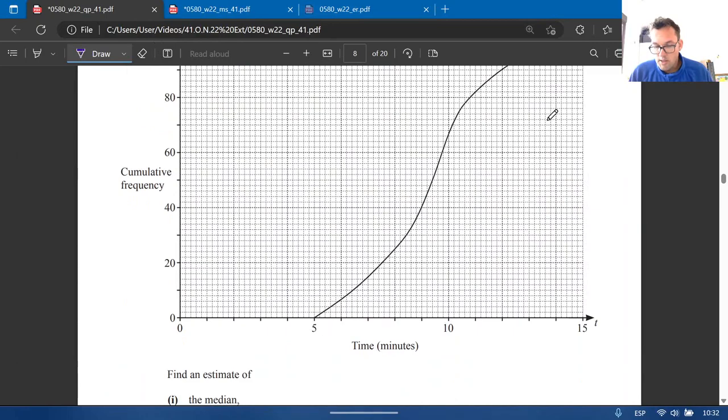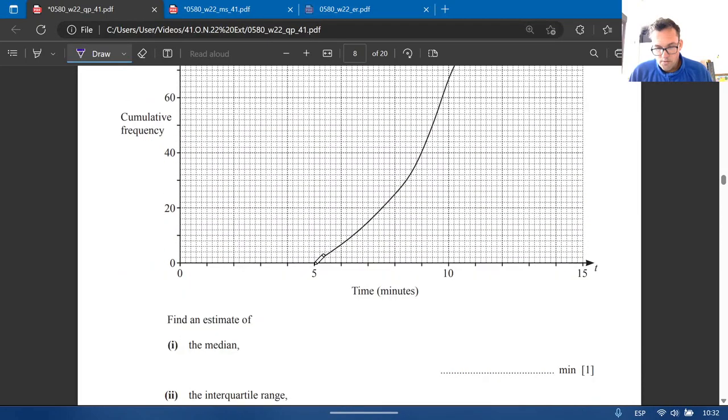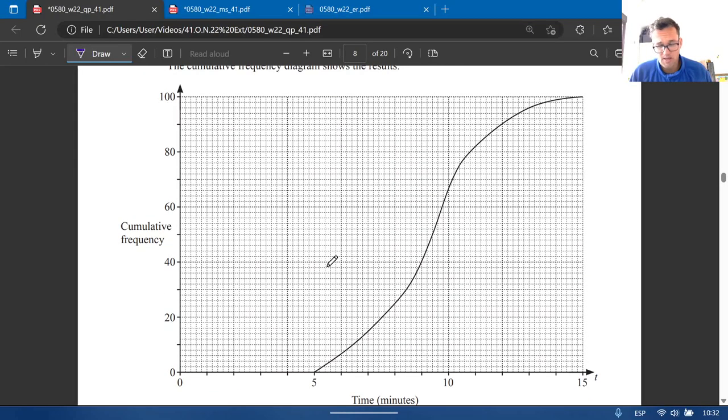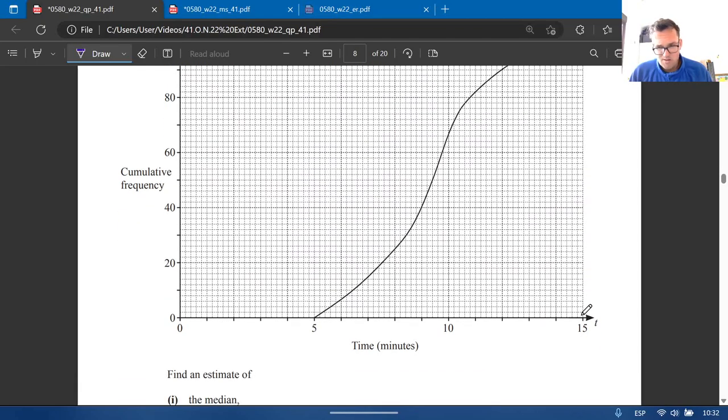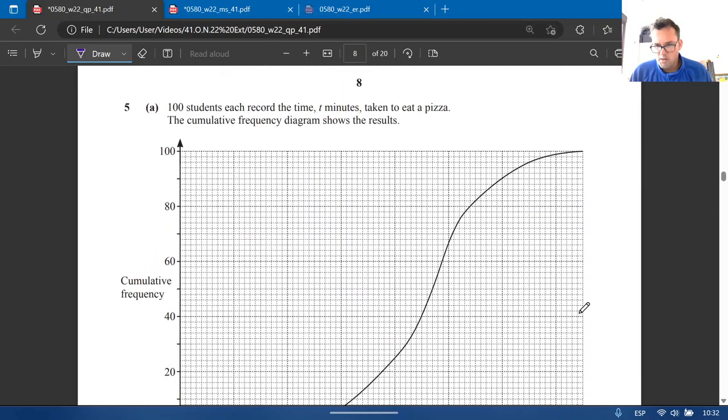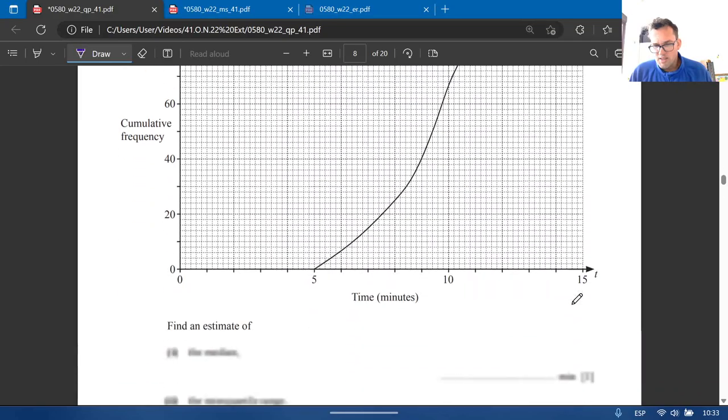100 students is eating pizza. So, just about 5 minutes is what the fast eaters took to eat the whole pizza. That's silly, man. 5 minutes, and then the longest it took them was 15 minutes. Still, man, you just enjoying your pizza. It was one pizza slice, maybe. How do they put this in an exam and make you hungry?